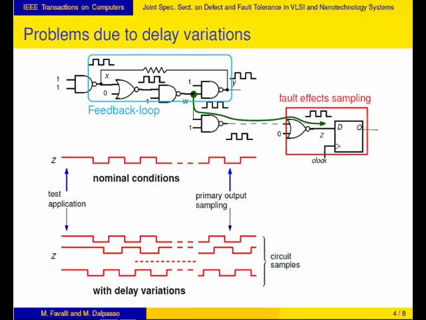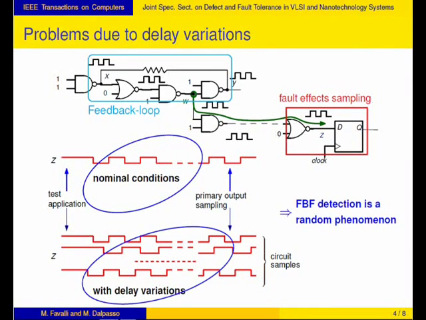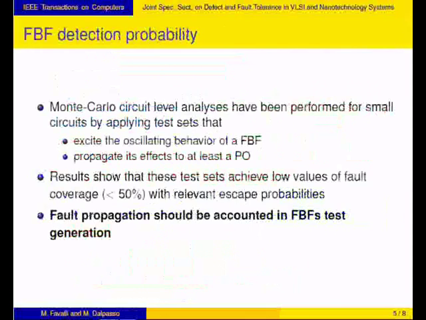When propagating an oscillating signal to a memory element, the output waveform under nominal conditions is only partially representative of the problems related to fault detection. In the presence of delay variations, in fact, we should consider a set of possible faulty waveforms and fault detection becomes a random phenomenon. Therefore, a test for a feedback bridging fault should be characterized by the achieved value of fault detection probability.